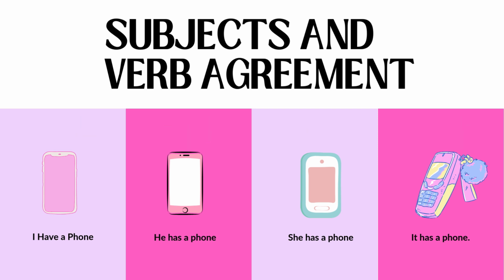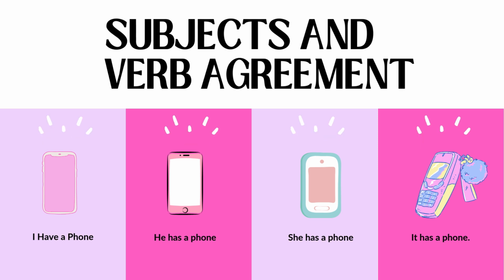Now, what if we change the subject? Instead of I, what if we say he or she? That's where we need to use has instead of have. So we would say he has a phone or she has a phone.